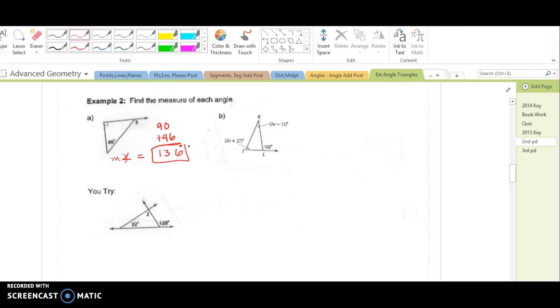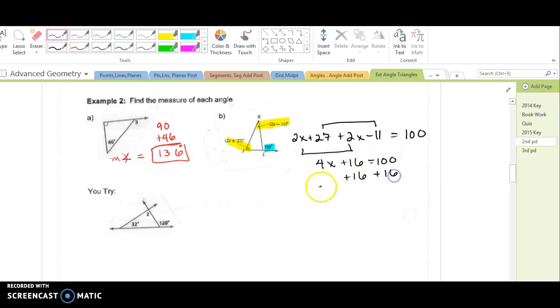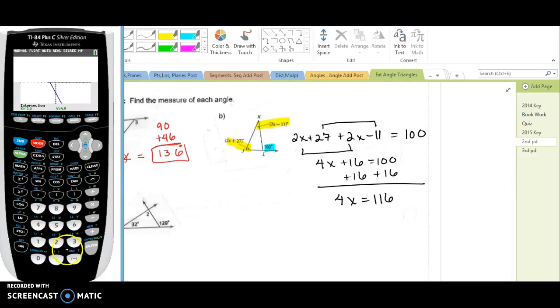So for part B, this time there's algebra. So let's see. I know that these two remote interior angles will add up to be that 100 on the outside. So I could say 2x plus 27 plus 2x minus 11 should add up to a grand total of 100. When I combine like terms, 4x plus 16, 27 minus 11. Add 16 to both sides. Wait, subtracting 16 from both sides, so let's see, I have 116 divided by 4 is 29.